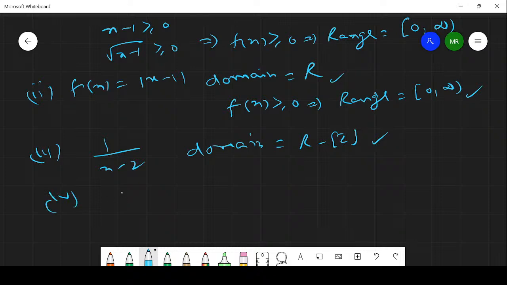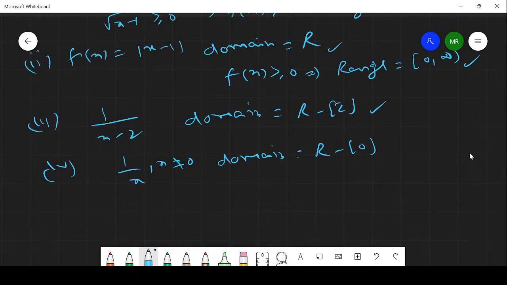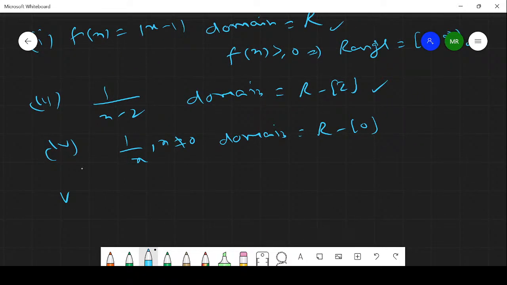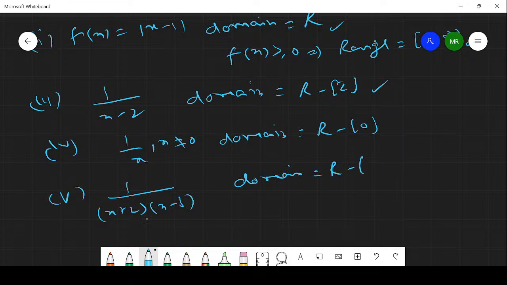Suppose they give, what is the domain of 1 by x? Here x is not equal to 0, right? In this case also, we can write domain equal to R except 0. Like this. Suppose they are giving 1 by x plus 2. What is the domain of this? Or suppose 1 by (x plus 2) into (x minus 3). What is the domain of this? When they are asking the domain, I should take R minus {minus 2, 3}, because at these values the denominator will be 0. Like this you can find the domain.